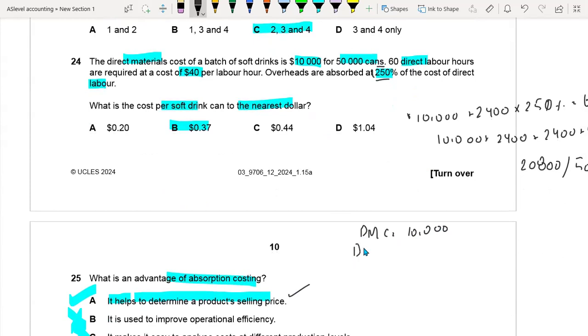Okay, and our direct labor cost would be, basically we are using 60 direct labor hours and we are paying $40 per labor hour. So 40 multiplied by 60 is equal to $2,400. Okay. And overheads. So basically overheads is just 250% of your direct labor. So it means that it is 2.5 times 2,400. So 250% multiplied by $2,400 gives us the amount which is 6,000.